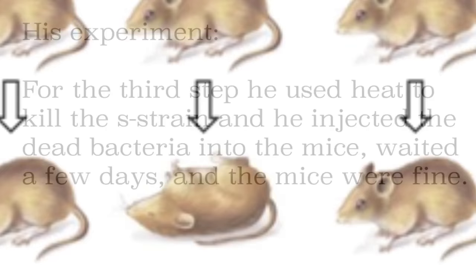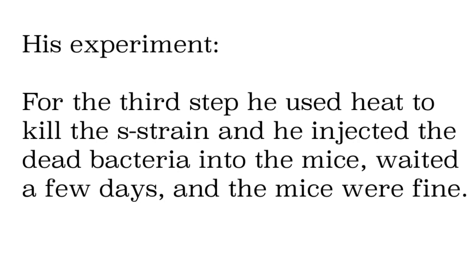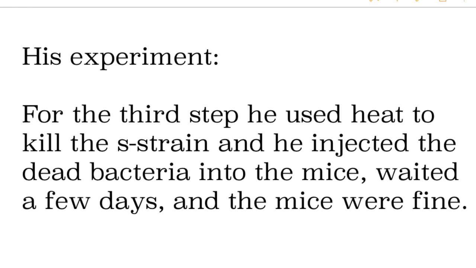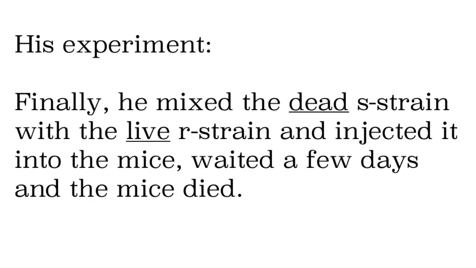So he kills the deadly bacteria, he takes the S strain, he kills it by boiling it, and he puts it in the mouse to see what happens. And the mouse is fine. So it's clearly not something on the coat of the bacteria that's killing the mouse. He's not sure what it is, but he's thinking it has to be alive to do this. But he goes ahead and he takes the live version of the safe, the R strain, and he mixes it with the dead version, the S strain.